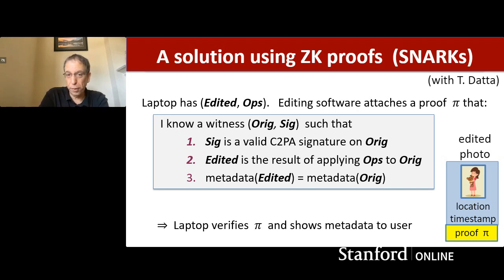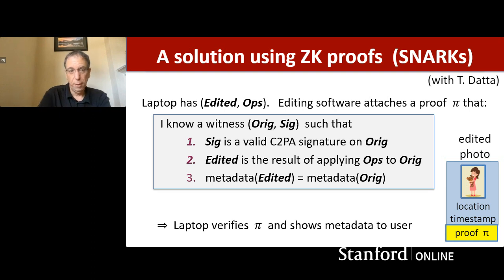What the newspaper is proving is: I know an original image and I know a signature, such that the signature is a valid C2PA signature on the original image. The edited image is the result of applying cropping and rescaling to the original image. And the metadata in the edited image is the same as the metadata in the original image. Those are the 3 statements that the SNARK proof is proving. And now the laptop will just verify this proof. If the proof is valid, it will show the metadata to the user so the user can verify where and when the image was taken.